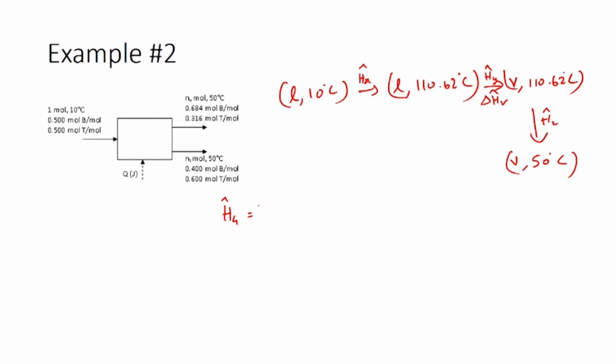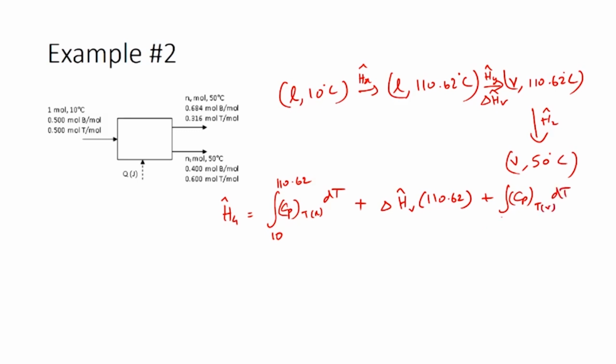So, for Ĥx, you have only a change in temperature. So, it will be the integral of Cp of toluene liquid dT from 10 degrees Celsius to 110.62 degrees Celsius, plus ΔĤv at the standard boiling point of 110.62 degrees Celsius, plus the integral of Cp of toluene vapor dT, where it is cooled from 110.62 to 50 degrees Celsius. So, this will give you the value for Ĥ4. Using these calculations, we can get all the 4 enthalpy values.